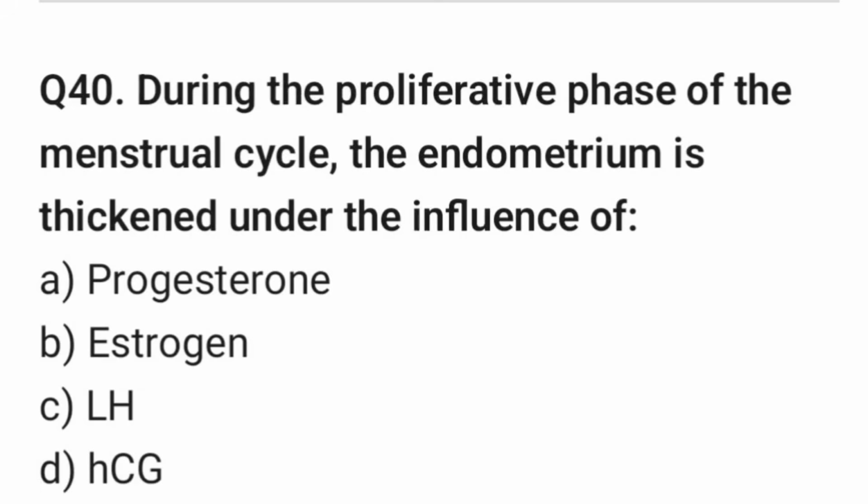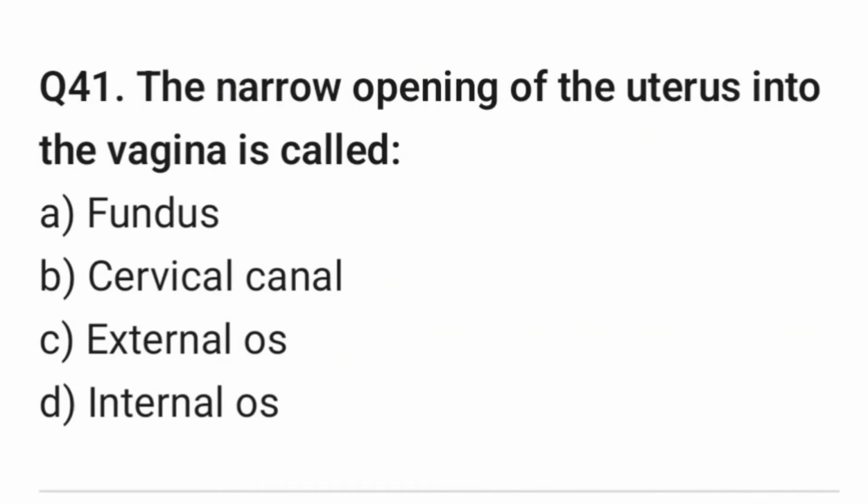Question 40. During the proliferative phase of the menstrual cycle, the endometrium is thickened under the influence of. Right answer is option B, estrogen. Question 41. The narrow opening of the uterus into the vagina is called. Right answer is option C, external os.